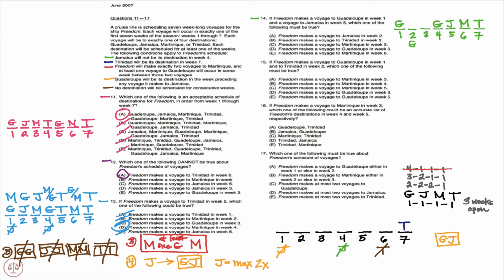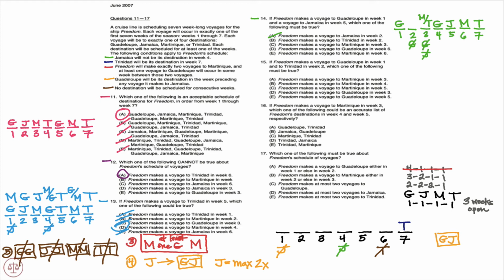Now again, we know Guadeloupe can't be in 2 or 3 because we can't have consecutive destinations to the same place. We also know now that because we can't have Guadeloupe in week 2, we can't have Jamaica in week 3. So the only possibilities for week 3 are Martinique and Trinidad. And again, for week 2, we could have Martinique, Trinidad, or Jamaica. So now, which of the following must be true? A, Freedom makes a voyage to Jamaica in week 2. Again, we just said that we could have Martinique, Trinidad, or Jamaica in week 2. So A is not necessarily true, so A would be eliminated.